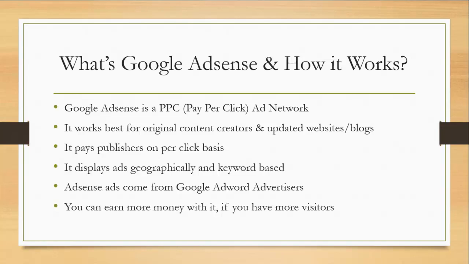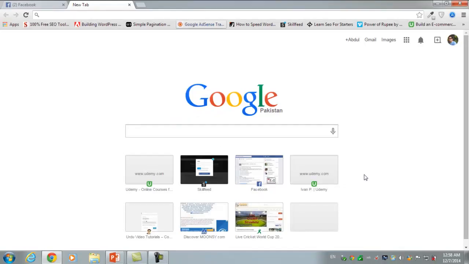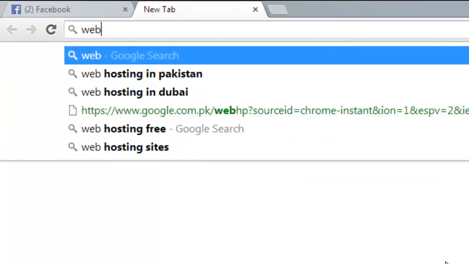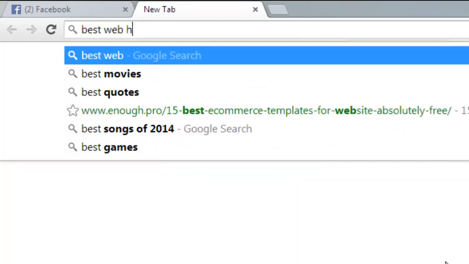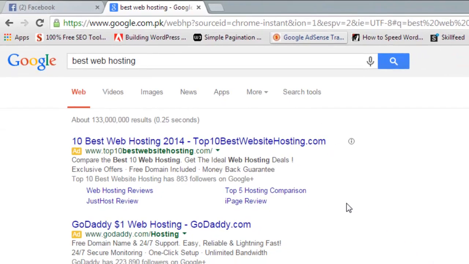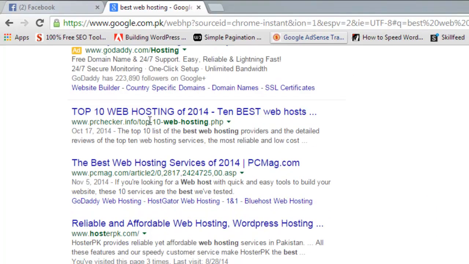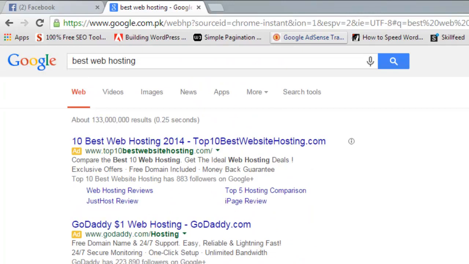Now what I mean by PPC network and keyword based network, and also how it works geographically. For example, I'm in Pakistan right now, and if I search something like best web hosting, this is a keyword, I will see in the search results different pages and websites, but the top two results, the top two websites, are ads. Basically you can see here it says ad, and this is also an ad.